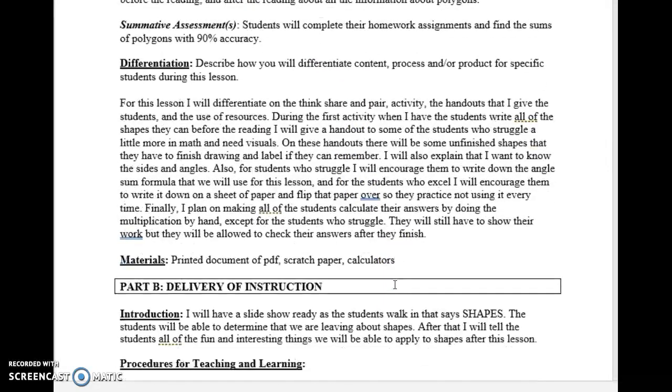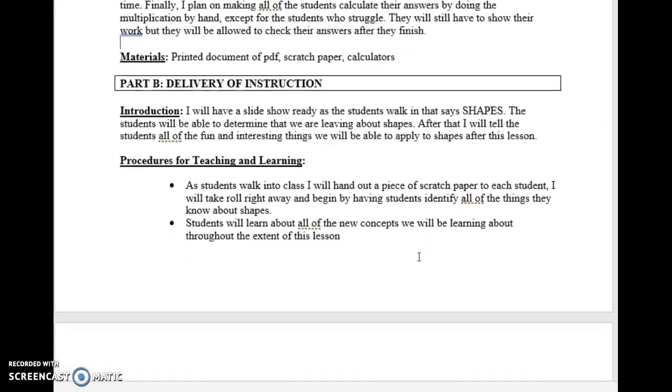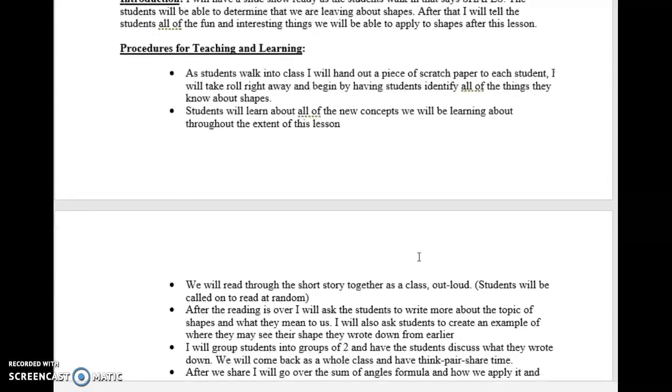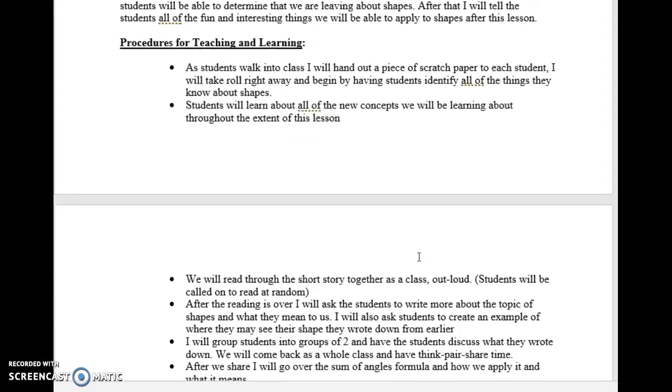Then I have my materials. And then the procedure for the whole teaching session. I want students to walk in and see on the board right away the word shapes, so they have an understanding. They already know that we're talking about shapes. And I want them to get thinking about triangles, rectangles, circles, all of that.